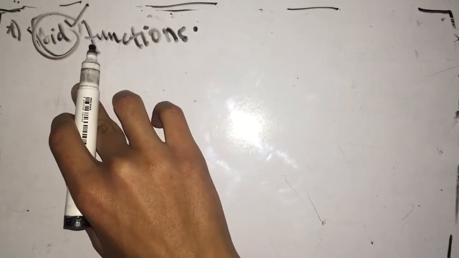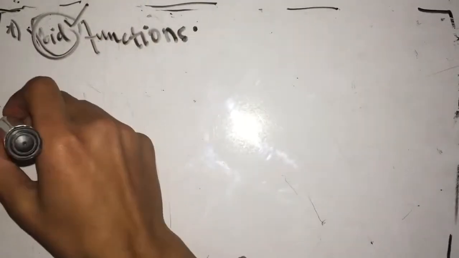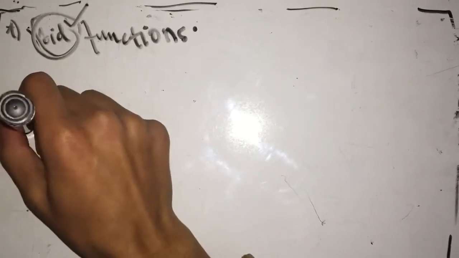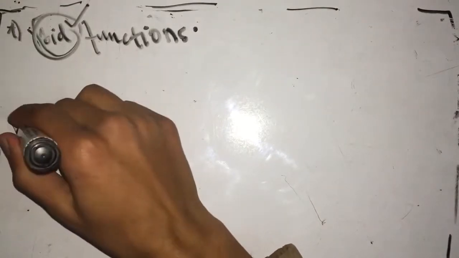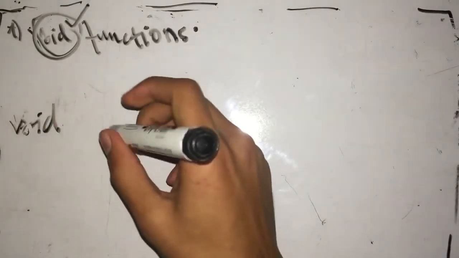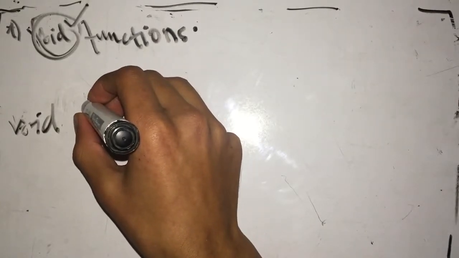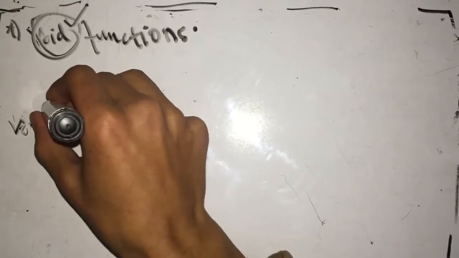So let me first write the syntax of a void function. You're always going to start the function by writing void because it does not return a value, so it won't have any kind of a return data type. So you have void, then you have a function name, just like when you define the value returning function.